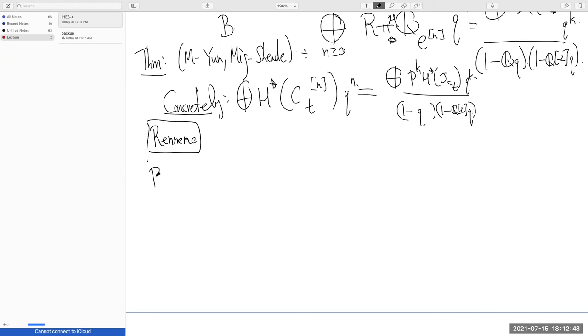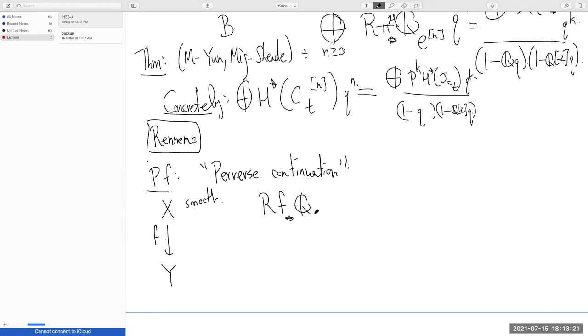So the proof, what is the idea of the proof? Again, the buzz phrase that I like to use is this idea of what's called perverse continuation. If I have just any proper map from X to Y where X is smooth, and I take the push forward of, let's say, the constant sheaf, I can study its perverse cohomology.